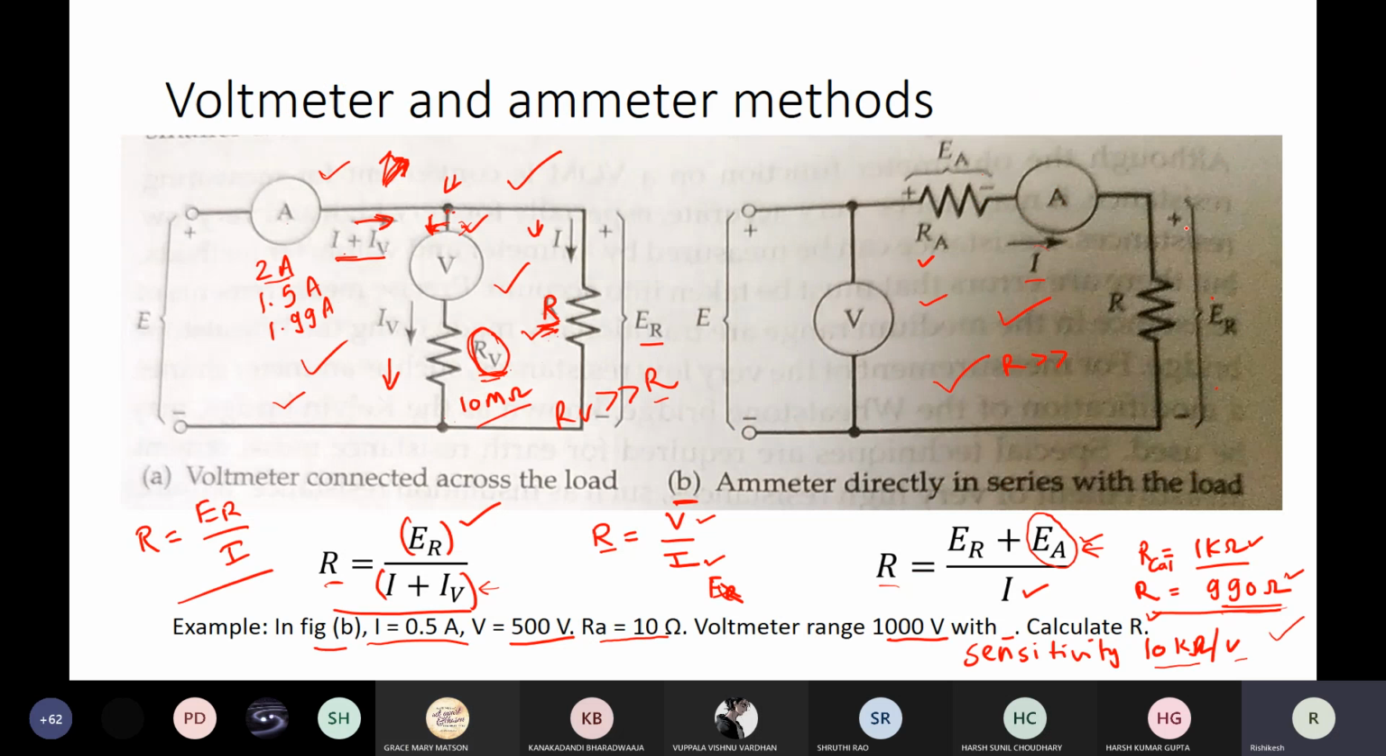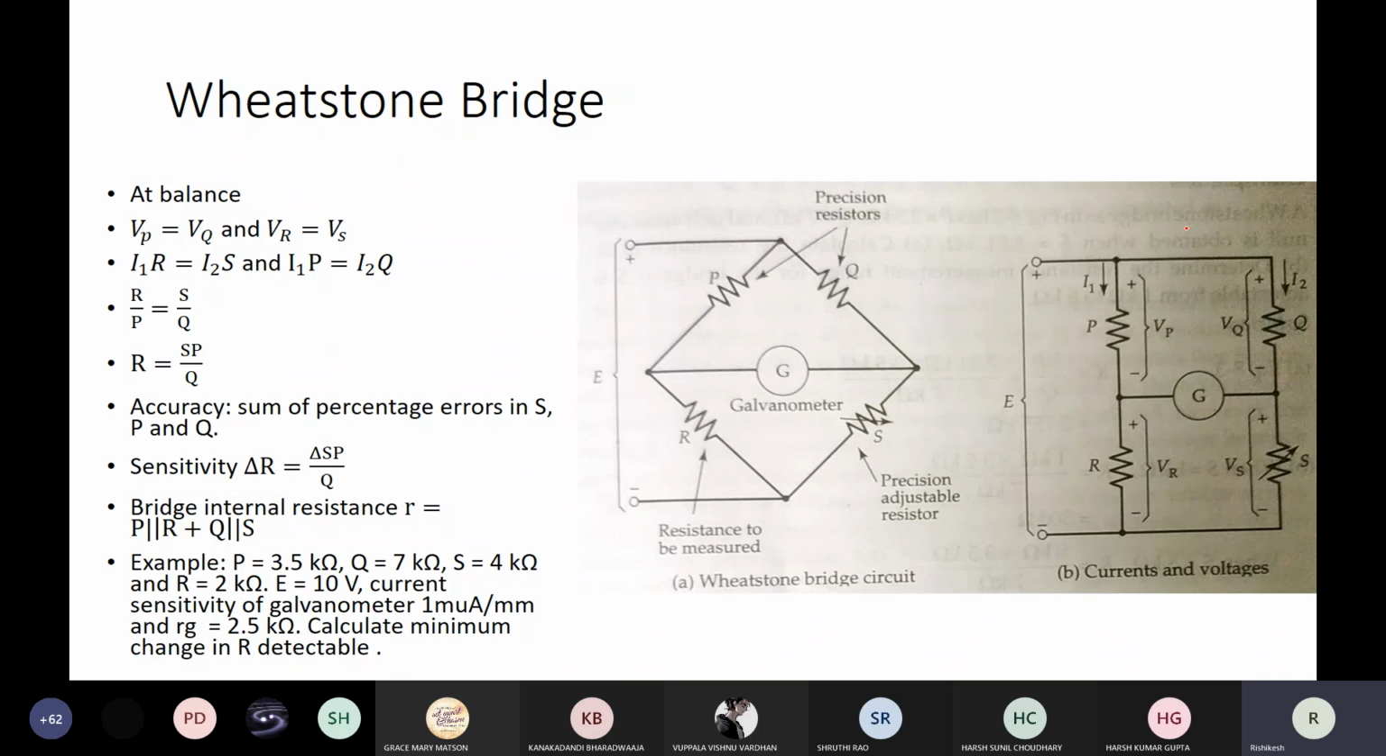Apart from the voltmeter-ammeter method, the most popular way of measuring resistance is the Wheatstone bridge. Why is it popular? Have you studied this in 101? Yes, we had it in JE. Wheatstone's bridge is popular because it is a null-based method, and we know that null instruments are highly accurate.